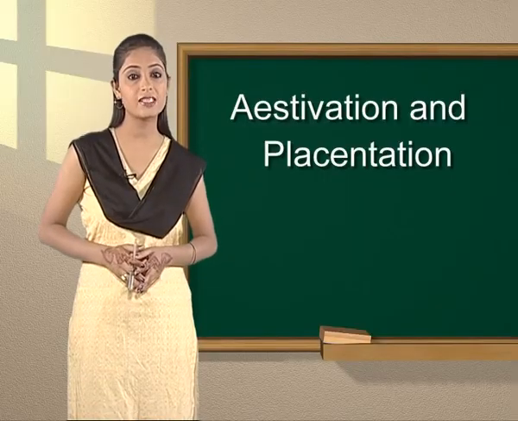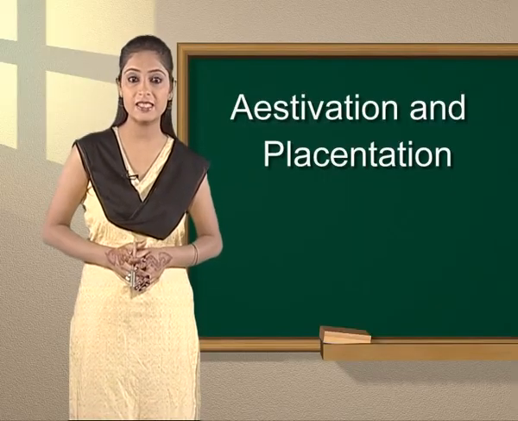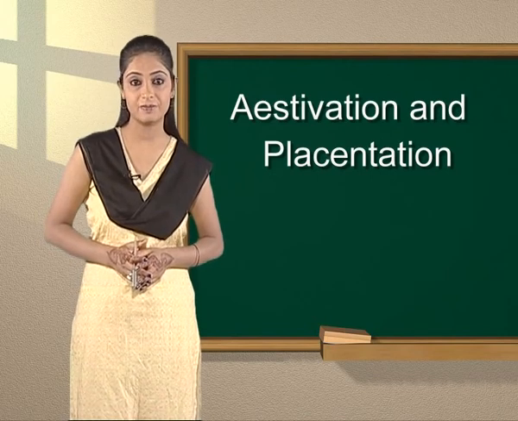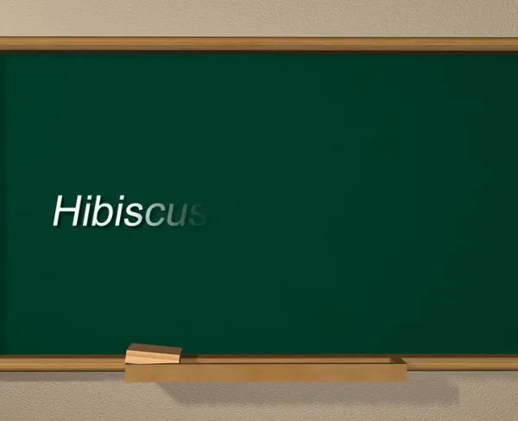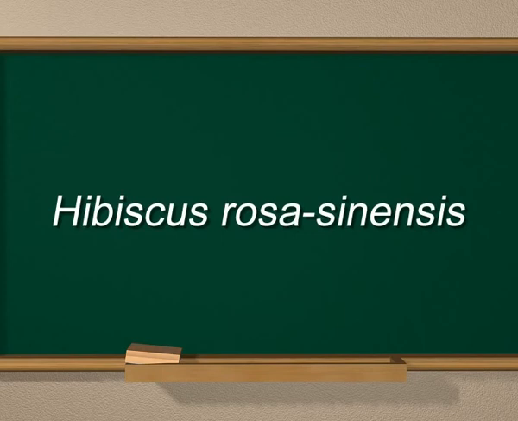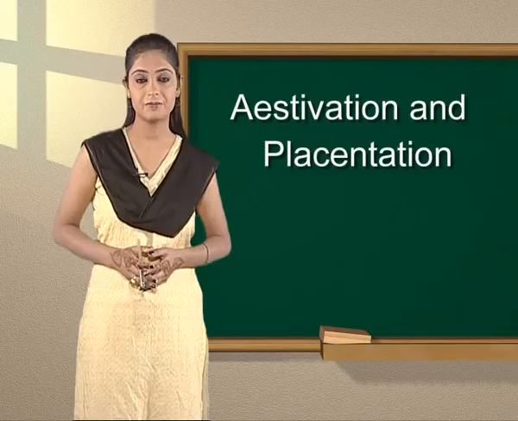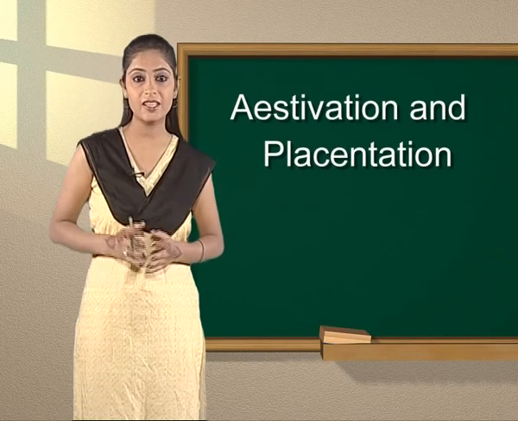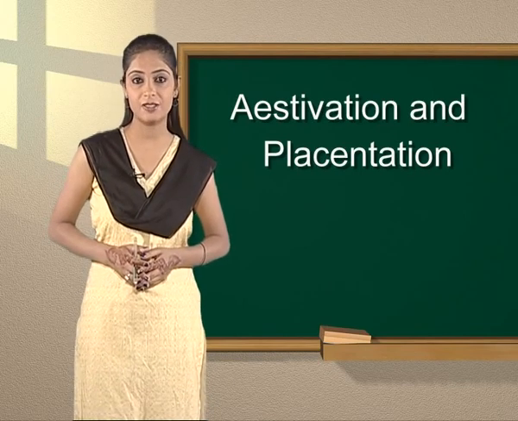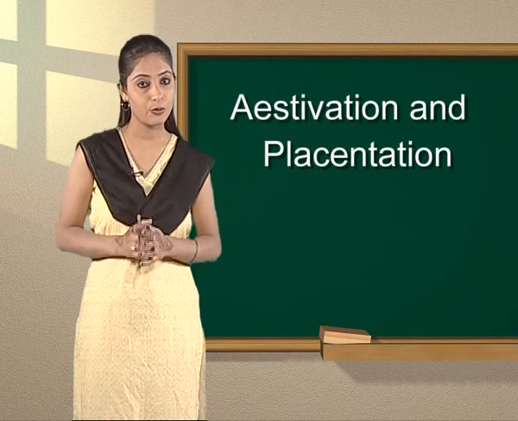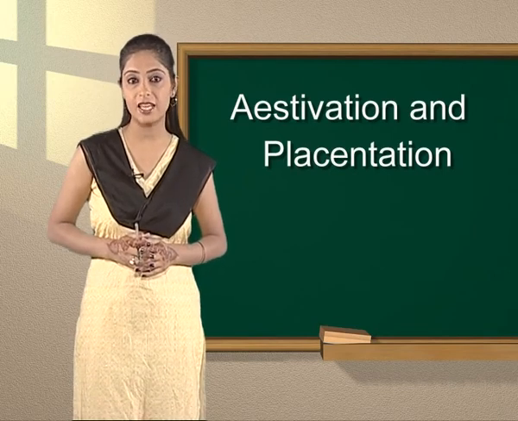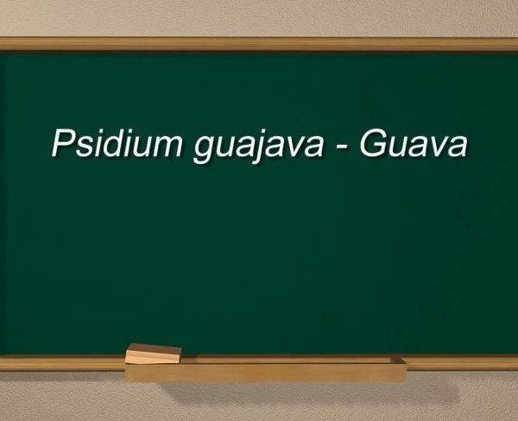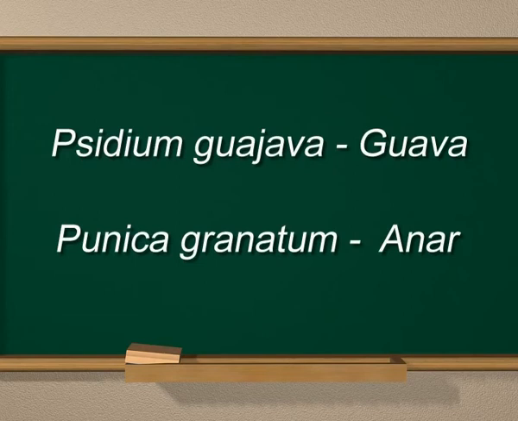The next question is, name the plant which possesses axile placentation. Answer: Hibiscus rosa sinensis possesses axile placentation. The next question is, name two plants in which quincuncial estivation is found. Answer: quincuncial estivation is found in Psidium guajava, that is guava, and Punica granatum, that is anar.